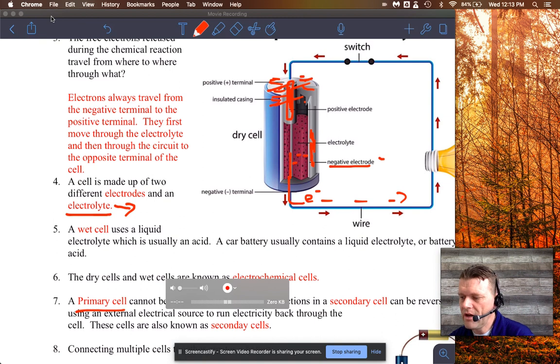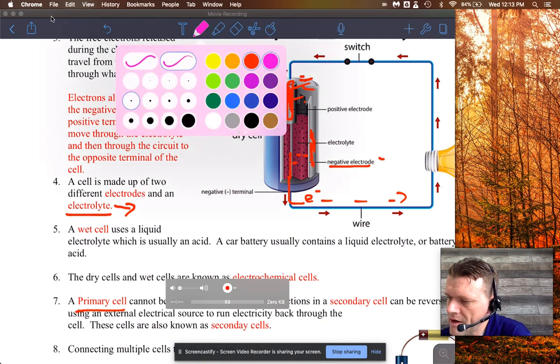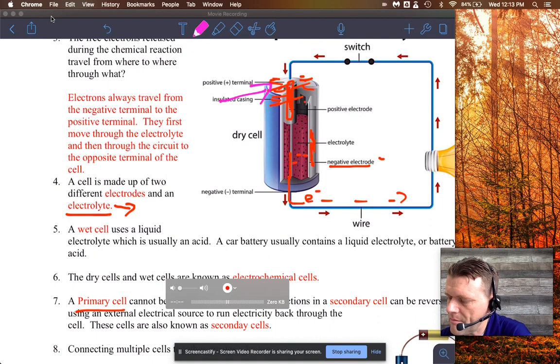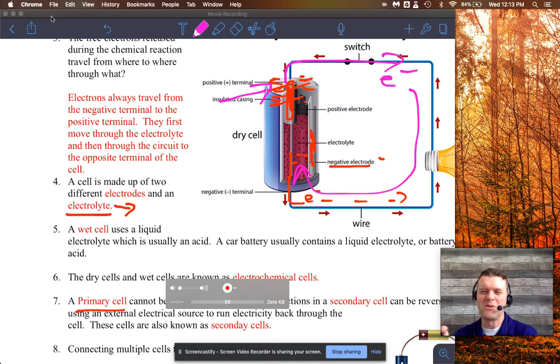Now, if it's a secondary cell, then it can be reversed. What we do is we basically run electricity into the actual cell, and we make the electrons go back. Okay, we tell them to go back to where you came from, to the negative terminal, and then it can go again. Your cell phone, your laptop, your computer, they all use a secondary cell or a rechargeable cell, and you can recharge these cells hundreds, thousands of times.